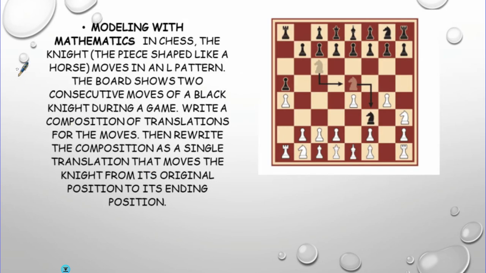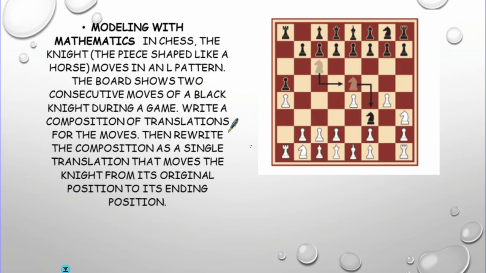Okay, so let's jump right into this. It says modeling with mathematics. That's what we're doing here. In chess, the knight, which is the piece shaped like a horse, moves in an L pattern. The board shows two consecutive moves of a black knight during a game. Write a composition of translations for the moves. Then rewrite the composition as a single translation that moves the knight from its original position to its ending position.